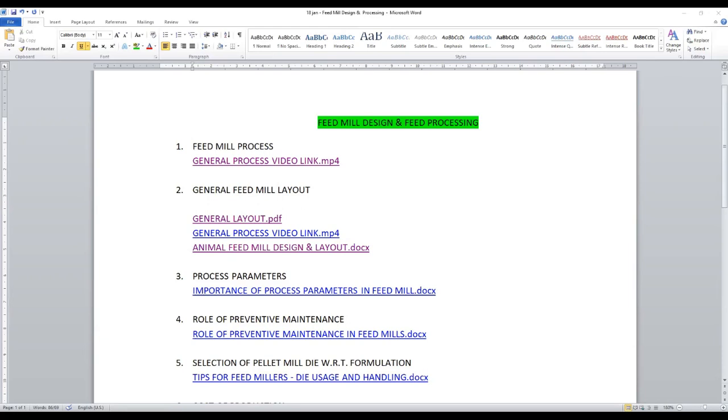Mr. Harjot Singh, I think the screen is not shared to the participants. Check the screen. Yes, the screen is not shared. Okay, I will share the screen, sir. Your Word document is being shared from the last presentation of the general layout of the feed mill. Sorry to interrupt. Oh, okay, sir. Thank you, sir. I will start here, sir. Thank you, sir.